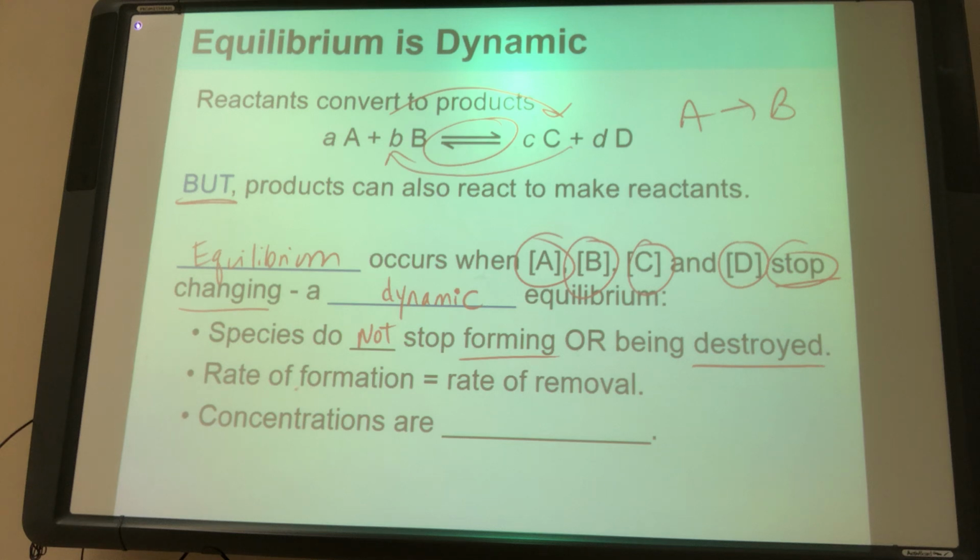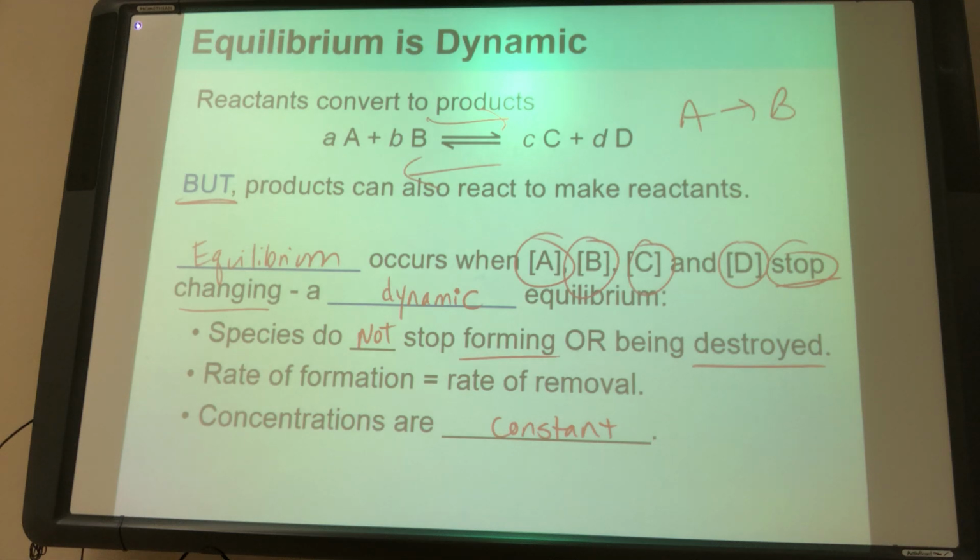So the rate of formation, making my products, and the rate of removal, making my reactants, are the same. How much the forward rate, going this way, is the same as the rate of going reverse. So if the forward and the reverse rates are the same, I don't see a change, and this is why we see that my concentrations are constant. But that doesn't mean nothing's changing. It's just that how much is going one way is the same as going the other way. So they kind of cancel out.